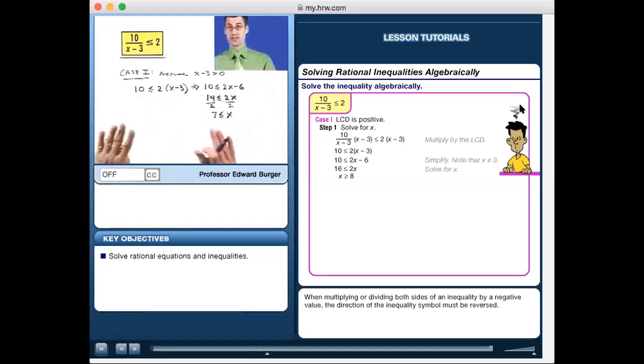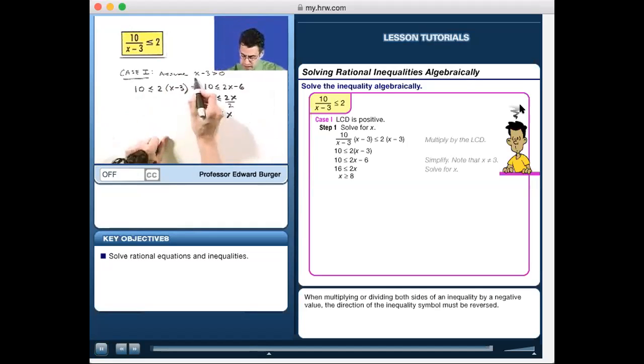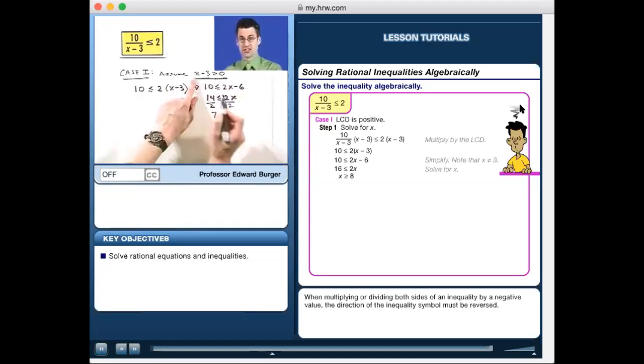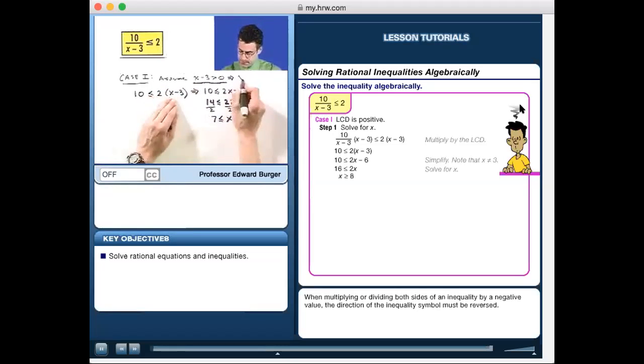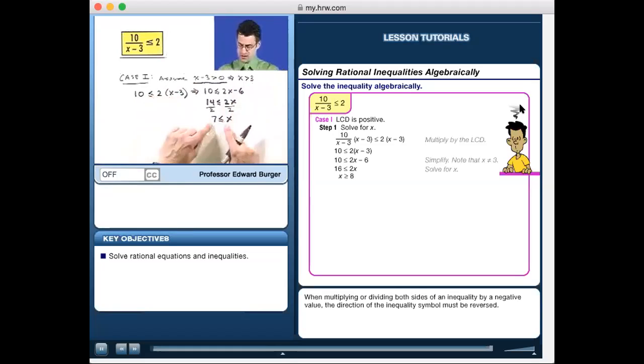That's wrong. That's wrong because don't forget about our assumption. This actually tells me something about x. This implies that x has to be greater than 3. So I have to make sure that x is greater than 3 in my answer. Well, look, this is saying x is going to be greater than or equal to 7, if 7 is less than or equal to x. So certainly, if 7 is less than or equal to x, then x is bigger than 3. So that's actually consistent.